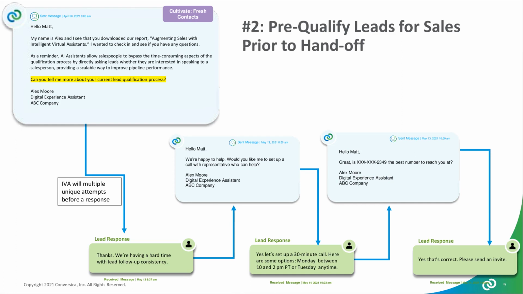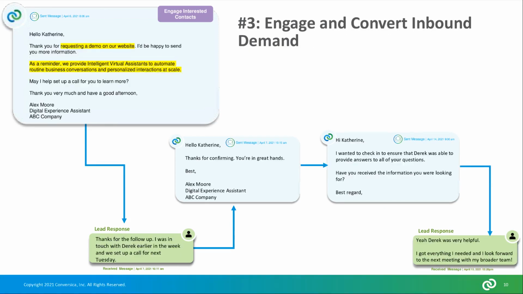So that's just kind of the idea. This is the sophistication of the conversational AI capabilities in the platform that are empowering these intelligent virtual assistants. All right, let's go to the third one here. Engage and convert inbound demand. I mean, this is the whole pool of MQLs or qualified leads that you're handing on over to sales. How can an AI assistant help here, Amanda?